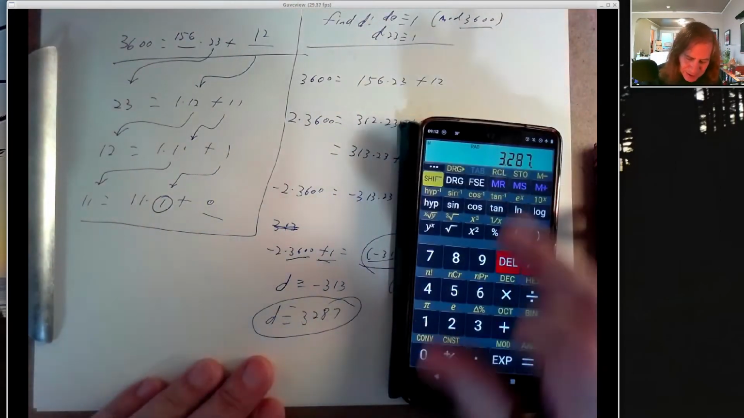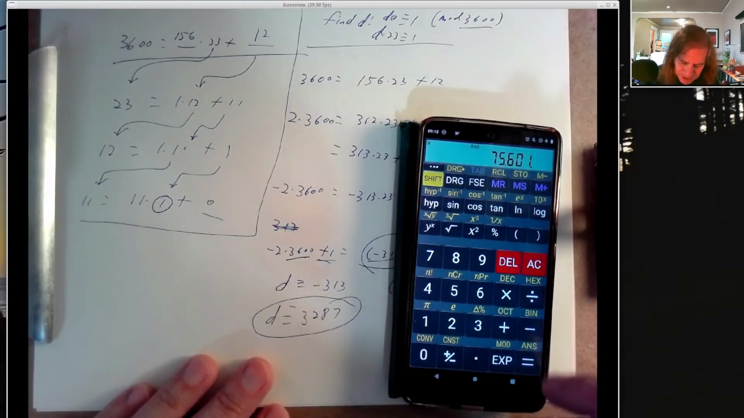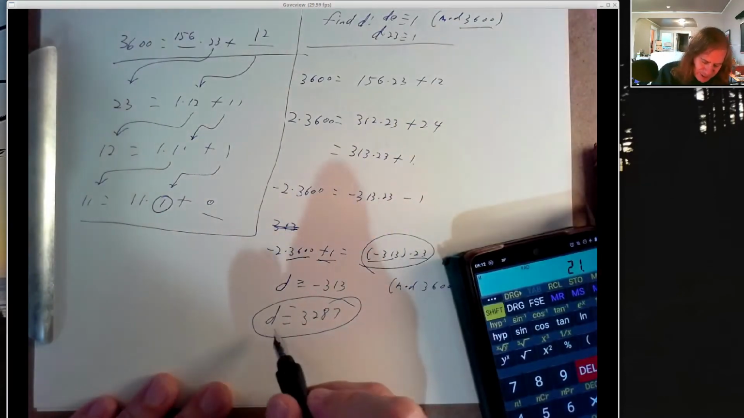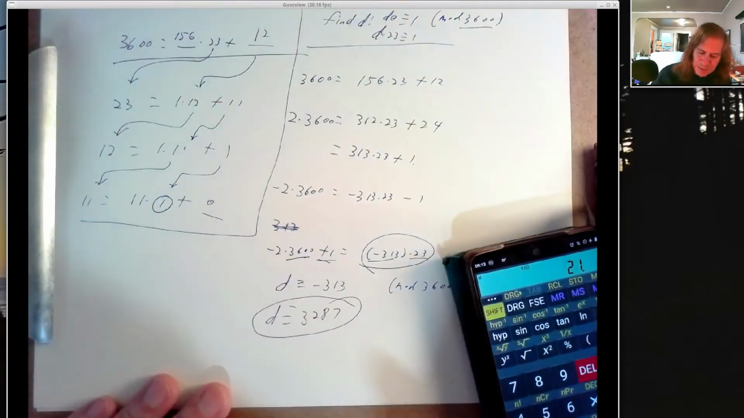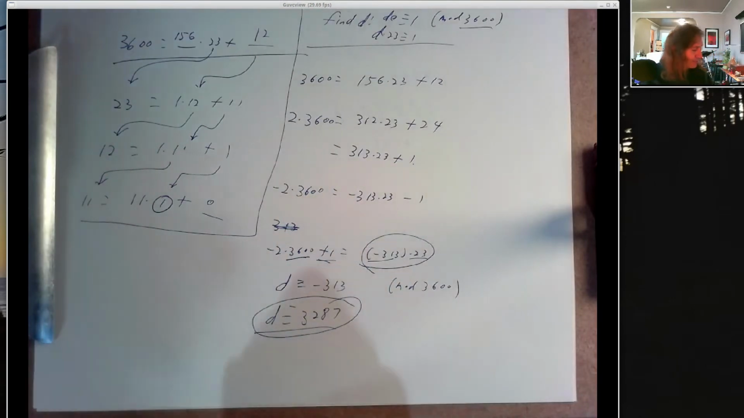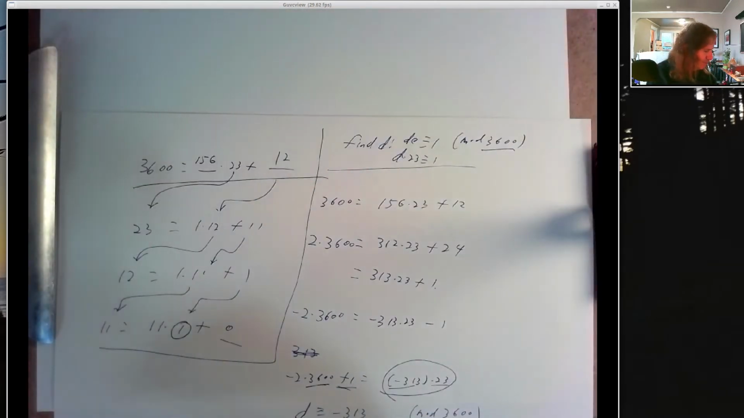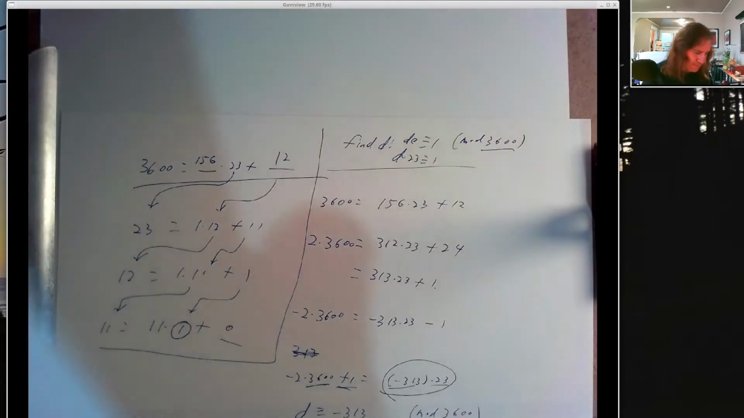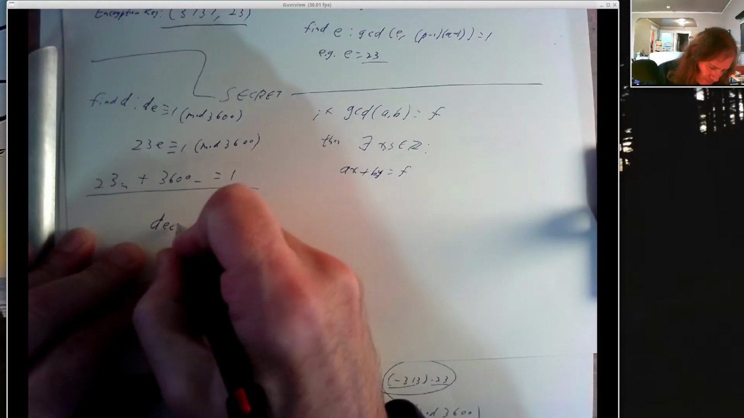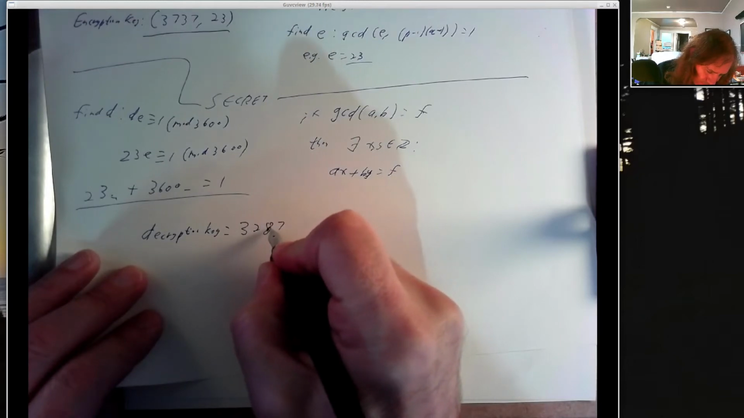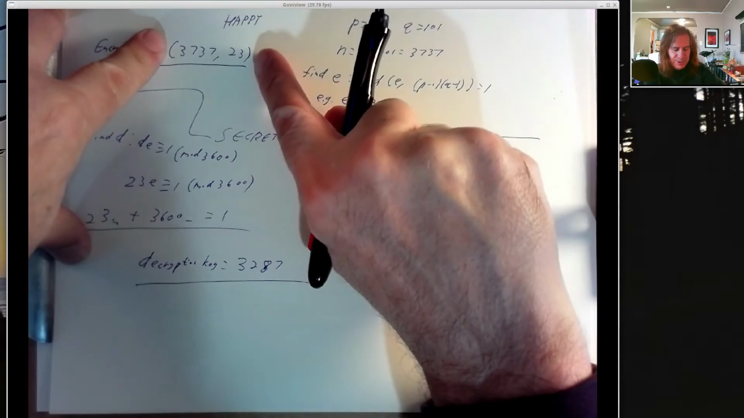All right, let's double check. Let's take 3,287, multiply by 23. That's the product, subtract 1, and we end up with 75,600. Divide that by 3,600. It divides exactly 21 times. So this number D times our original E is 1 more than a multiple of 3,600. This is going to be our secret decryption key. All right, so let's write that down somewhere. So our secret decryption key is going to be 3,287. All right, so that's how we encrypt, that's how we decrypt.